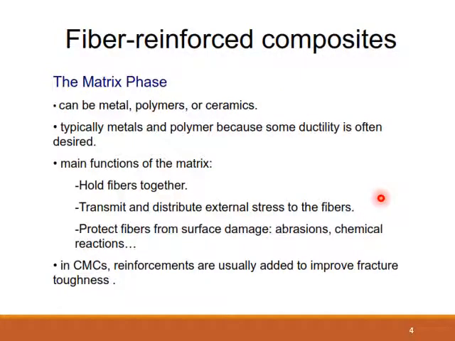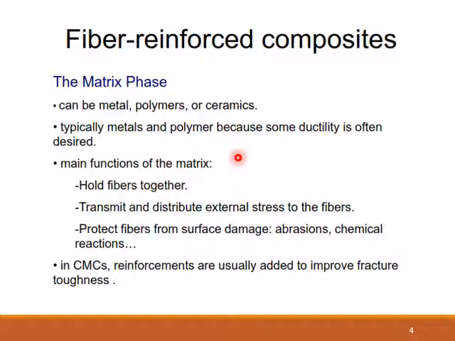Now the matrix phase in a fiber reinforced composite can be metal, polymer, or ceramic. Typically metals or polymers are often desired, and it's simple because you can play around with metals and polymers. You can make a liquid metal, you can make a liquid polymer, and then put in the reinforcing phase any way you want, whether in terms of a whisker or in the form of continuous fiber or whichever. But it's difficult to achieve with ceramic material, though there are still fiber reinforced ceramic materials, especially where you want to toughen the ceramics. So this is very important.